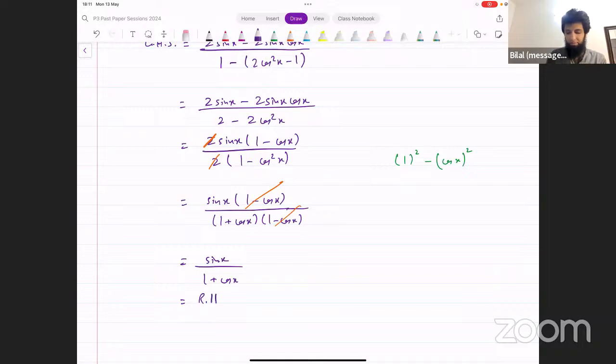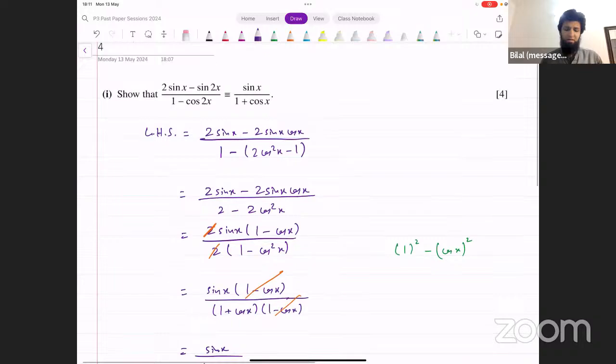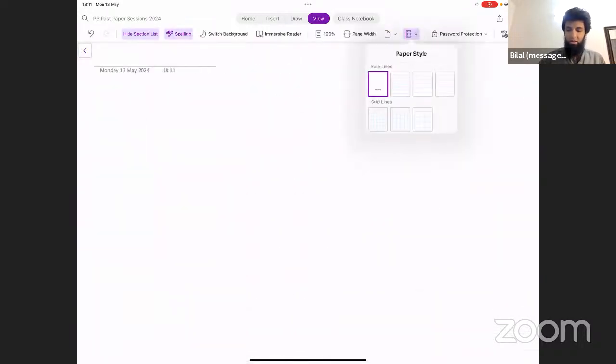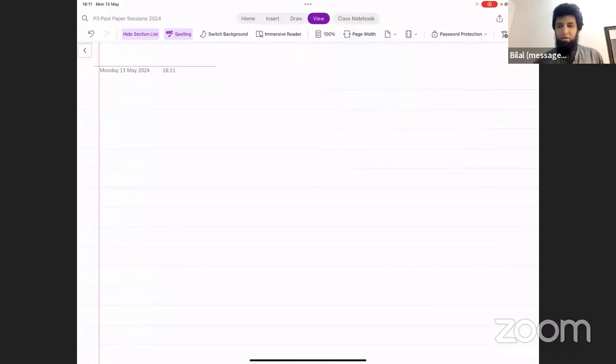Okay? Make sense? So that was fairly straightforward. It was a standard trigonometric identity, not that complicated. Okay.